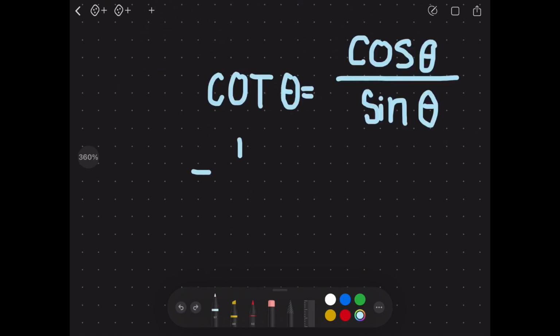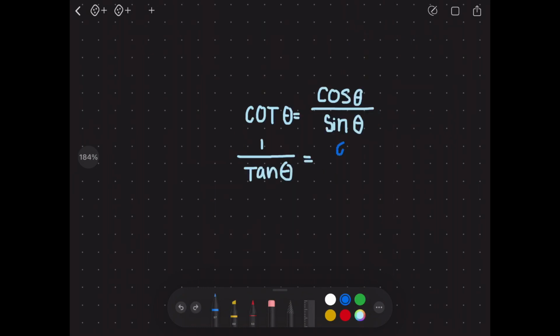Alright, our second quotient identity is cotangent equals cosine theta over sine theta. Now this is basically the same math as before, except cotangent is the reciprocal of tangent and cosine and sine are switched. So you're going to substitute and work out the same math.